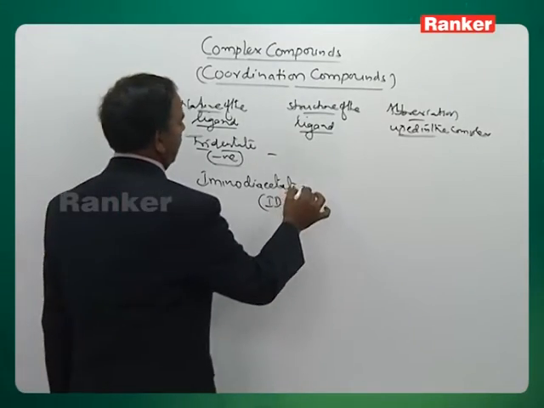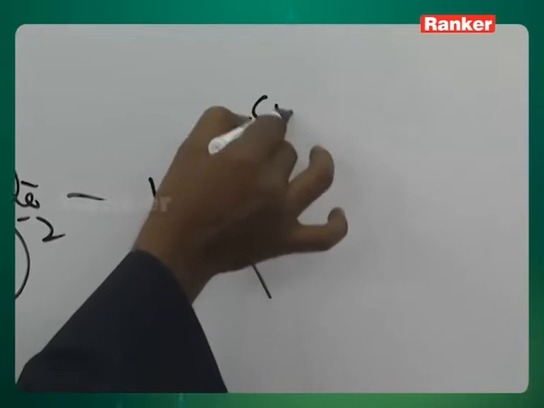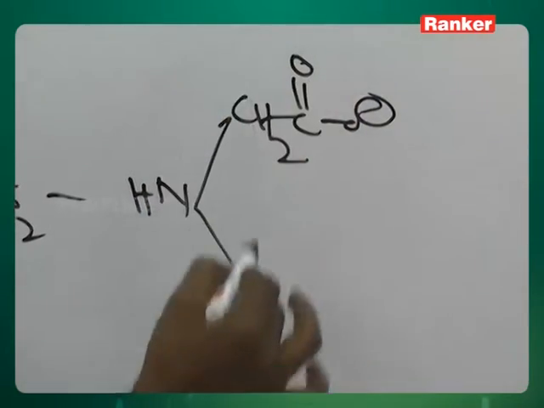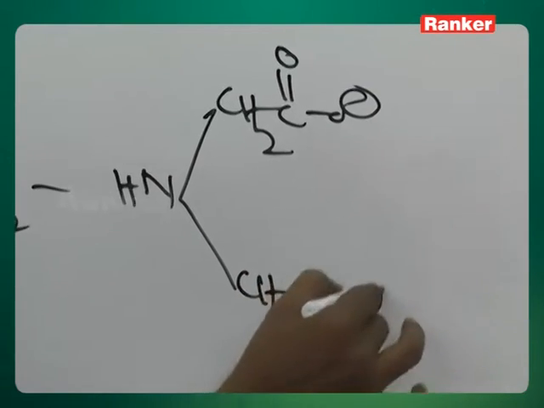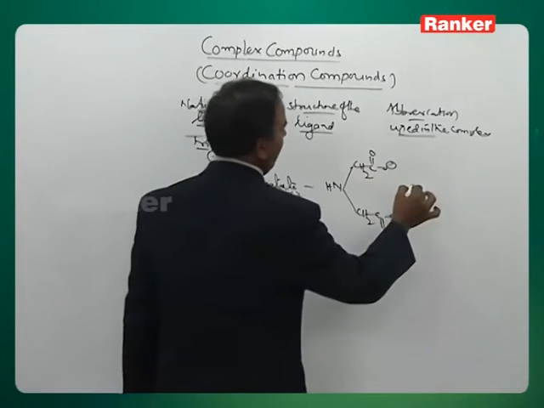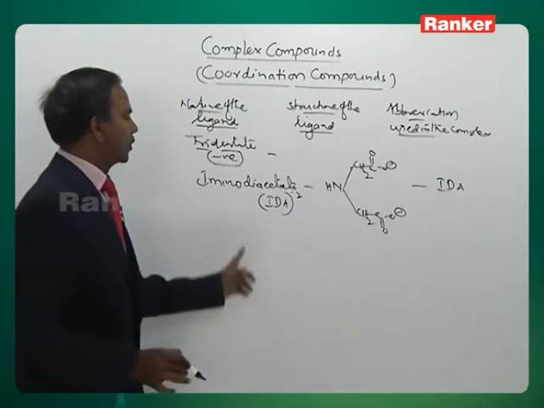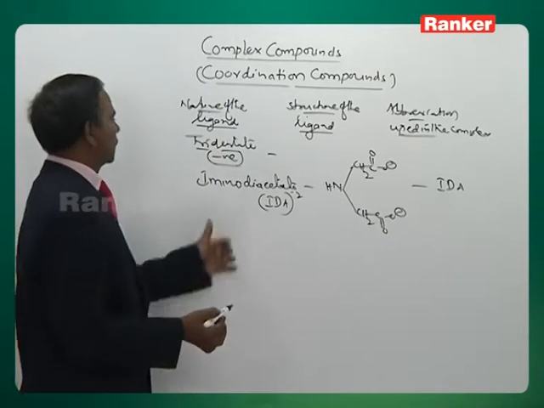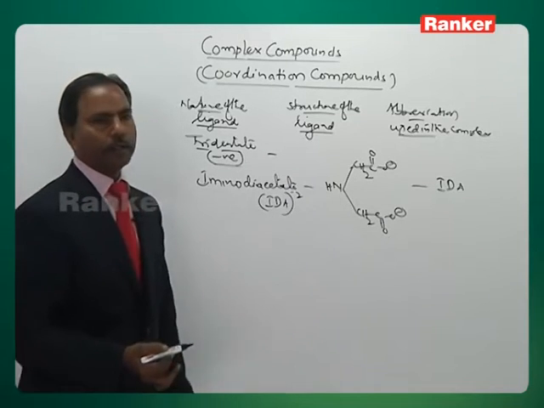The structure of the ligand is NH with two CH2 C double bond O minus groups, that is imino diacetate. It is represented in the complex as IDA. This is a tridentate negative ligand, imino-diacetate, IDA.